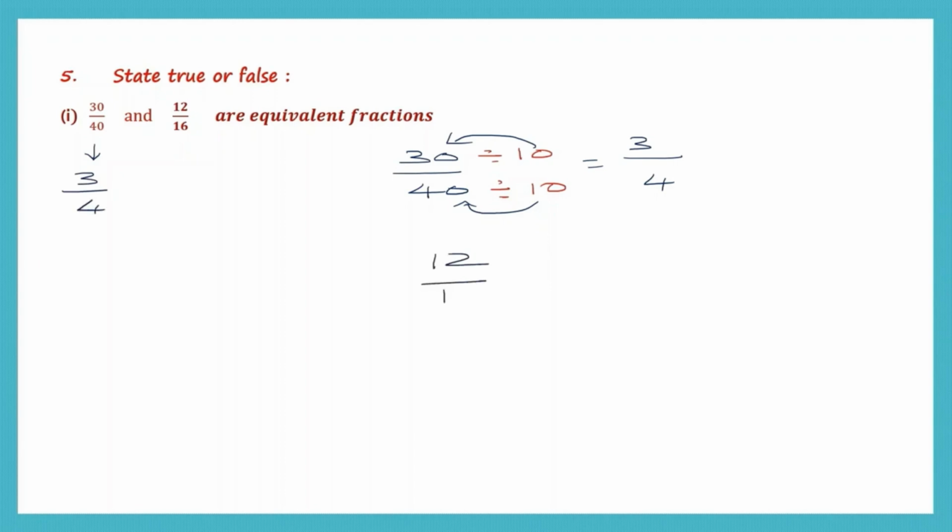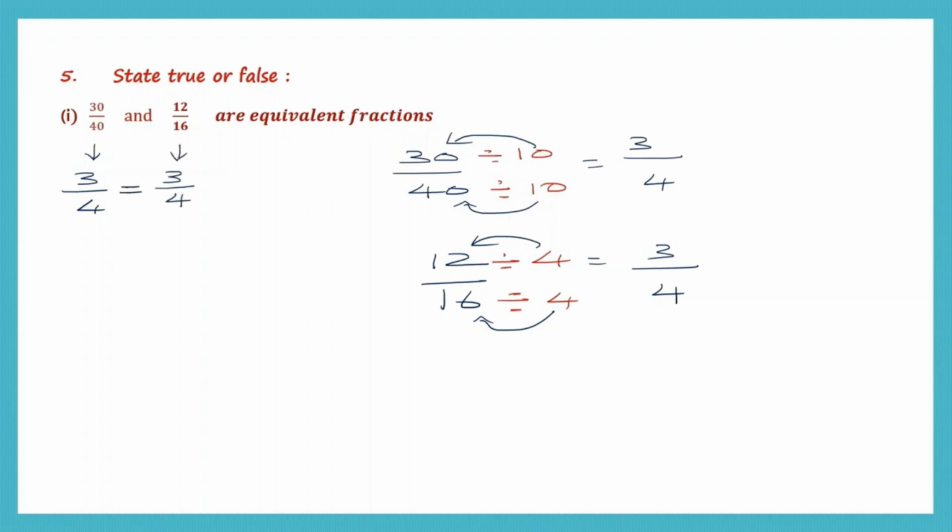12 by 16. Now both these numbers are divisible by 2. They are also divisible by 4. So let's take the highest factor, which is 4. So let's divide both by 4. 4 into what is 12? 4 threes are 12. And 4 into what is 16? 4 fours are 16. So what did we get here? 3 by 4. That means this fraction, when you reduced, you got 3 by 4.